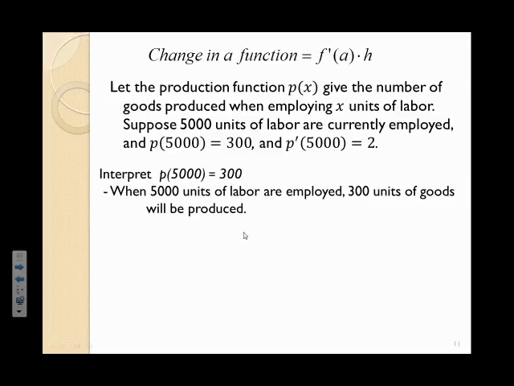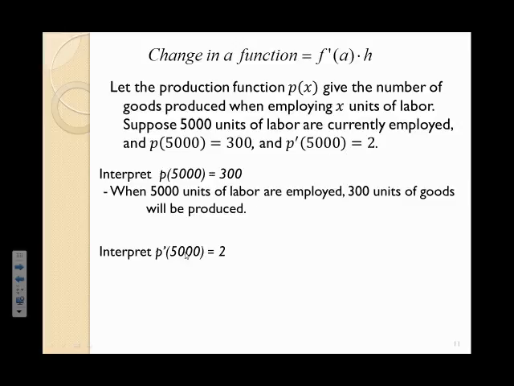So another way of saying this a little bit more neatly is: when 5,000 units of labor are employed, when you work for 5,000 units of labor, 300 units of goods will be produced. You'll make 300 units. Now, what does P prime of 5,000 equals 2 mean?